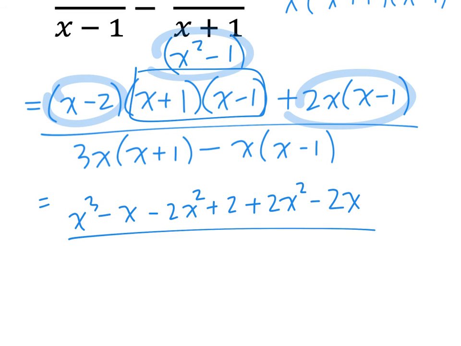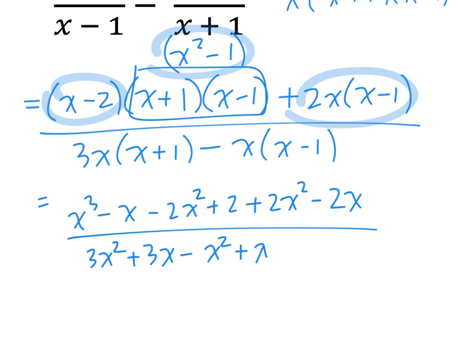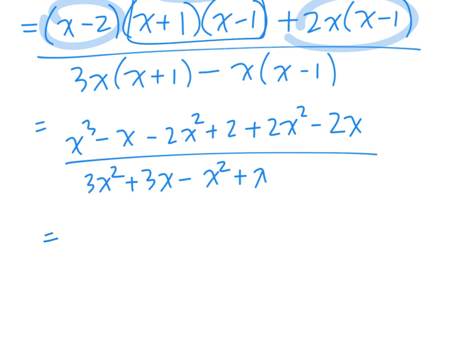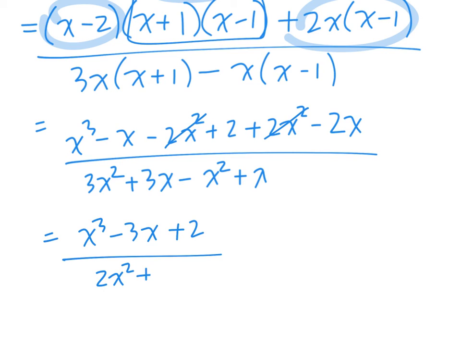In the denominator, 3x squared plus 3x minus x squared plus x. Make sure you distribute the negative again. Combine like terms. That's going to cancel. X cubed minus 3x plus 2 over 2x squared plus 4x. Did you guys get this?